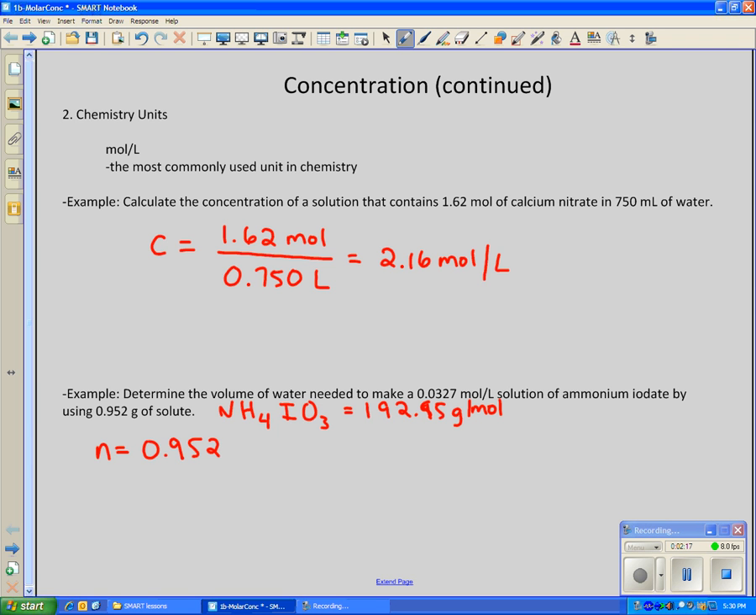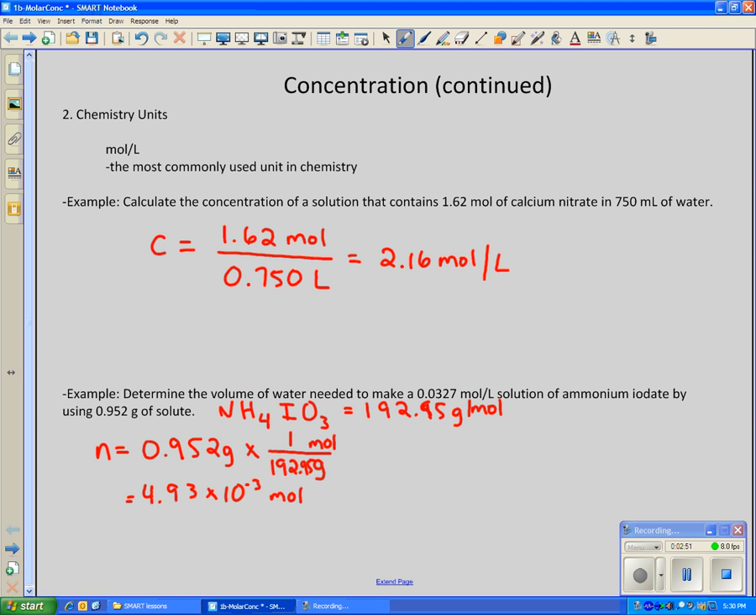So moles will be 0.952 grams times moles over grams. And now on the bottom of the ratio, we put the 192.95 and then 1 mole on top. So when you pull out your calculator and divide that, you come out with 4.93 times 10 to the minus 3 moles.